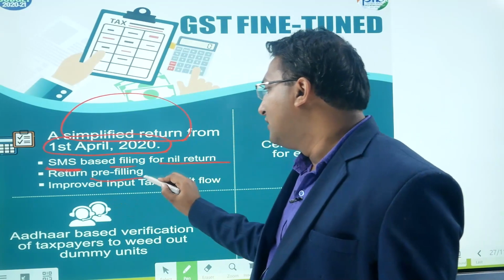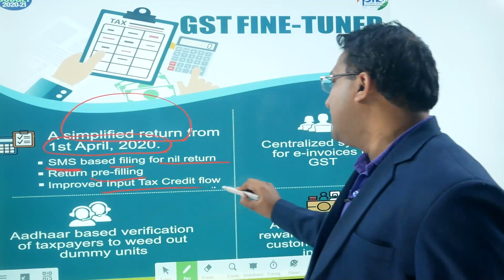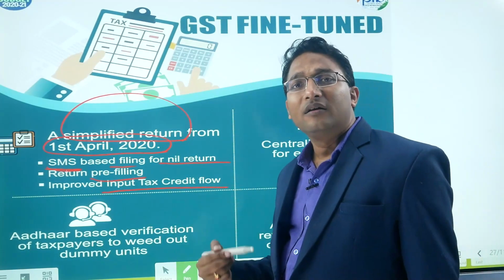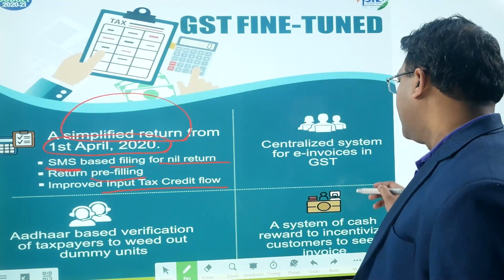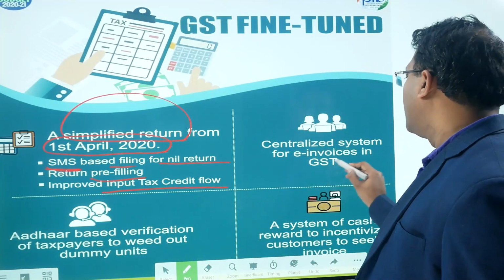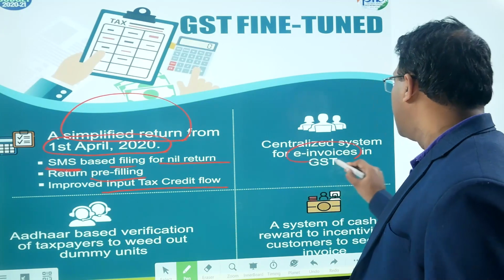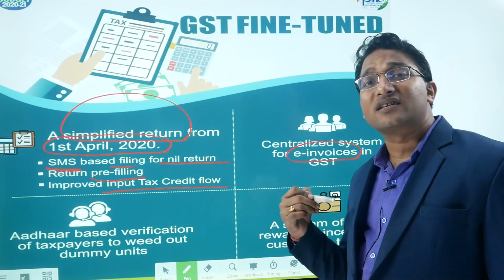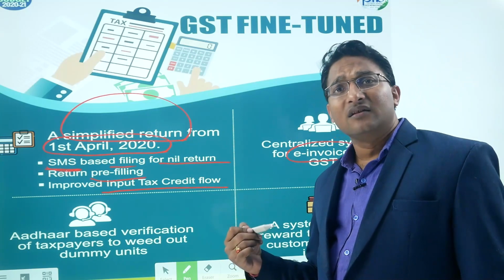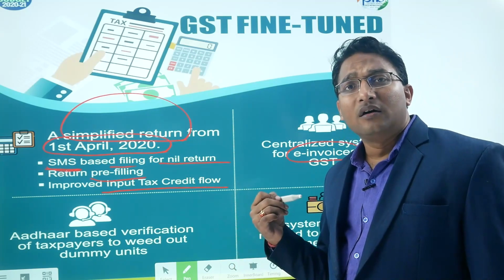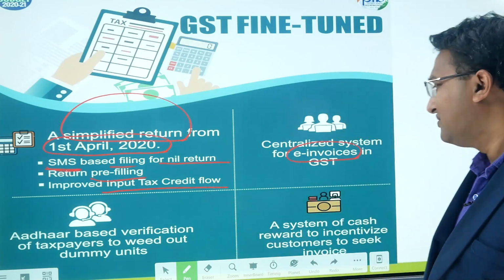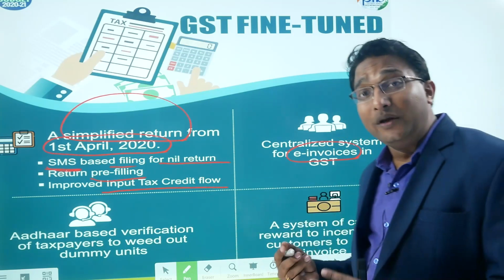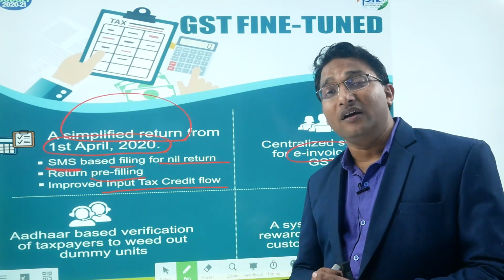Return pre-filling, improved input tax credit flow. So overall there will be improvement in the transaction flow. Centralized system of e-invoices. So to avoid tax evasion, to avoid the problem regarding the input tax credit, these e-invoices will be generated. Friends, I am assuming that you know the basics about the GST.